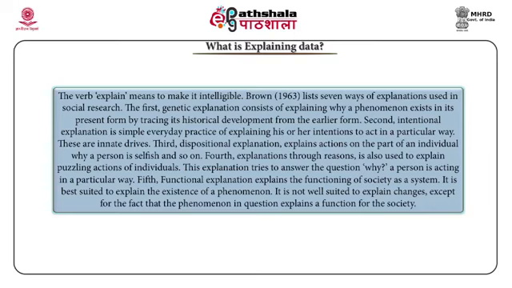Third, dispositional explanation concerns actions on the part of an individual, why a person is selfish and so on. Fourth, explanations through reasons is also used to explain puzzling actions of individuals. This explanation tries to answer the question why a person is acting in a particular way. Fifth, functional explanation explains the functioning of society as a system. It is best suited to explain the existence of a phenomenon.